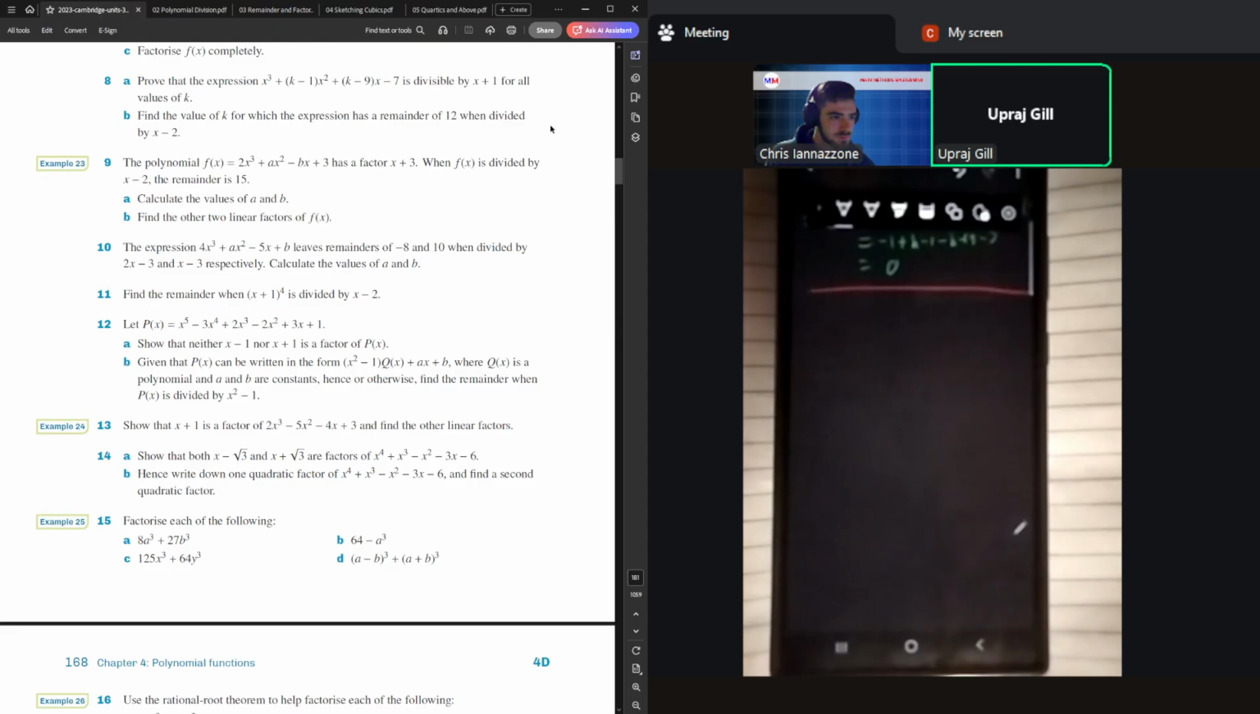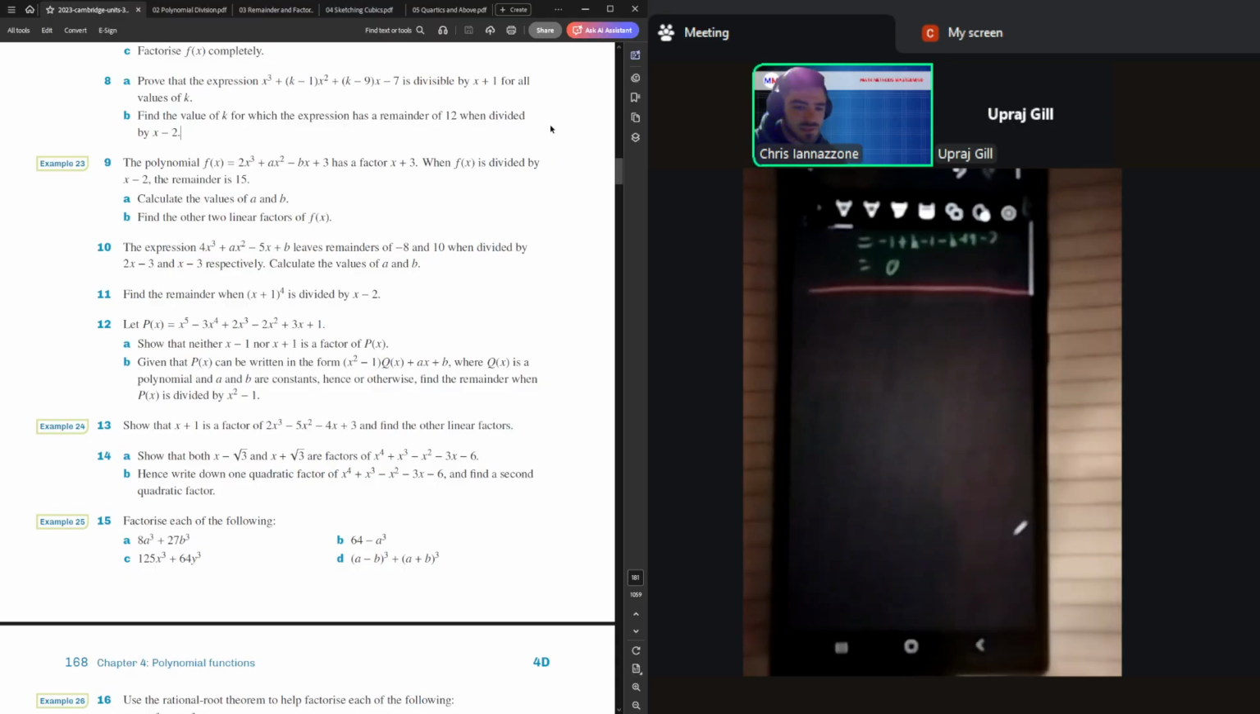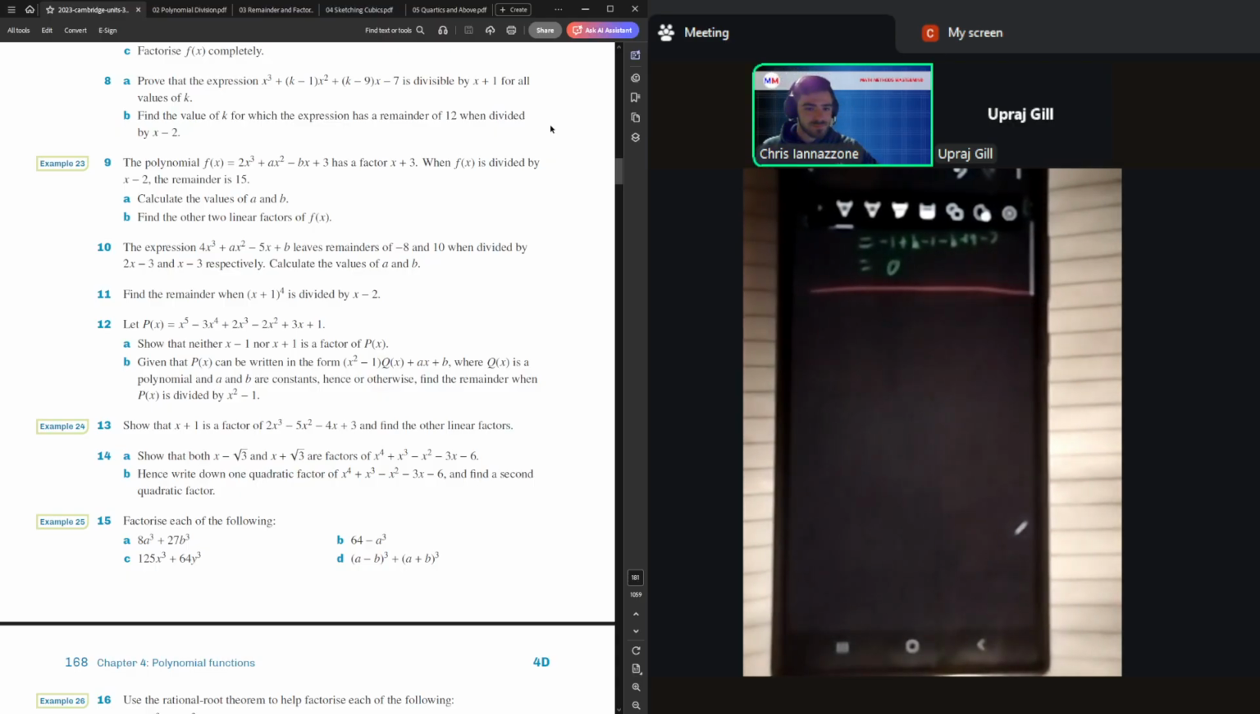Could you say that again? You just cut out. Oh, I cut out. How would you use remainder theorem in this instance then?